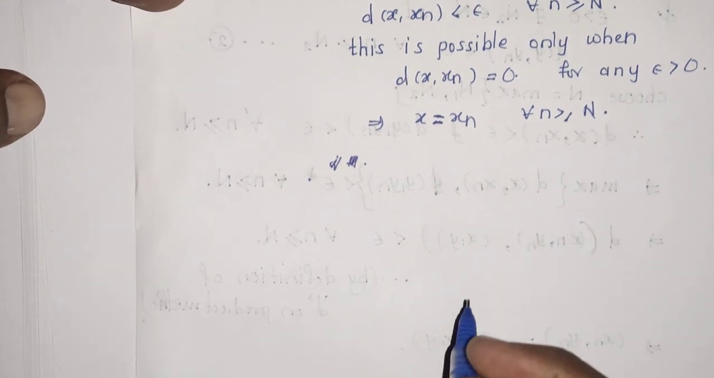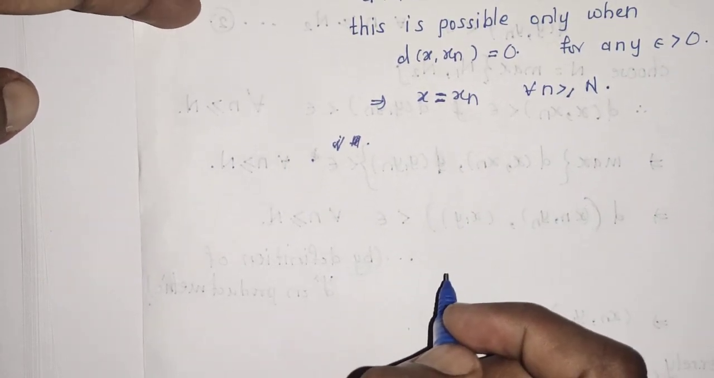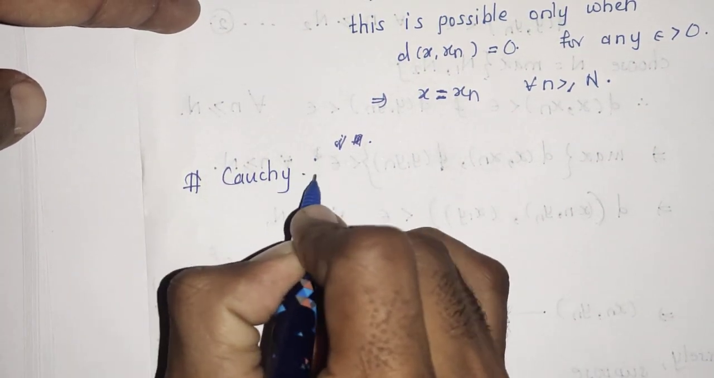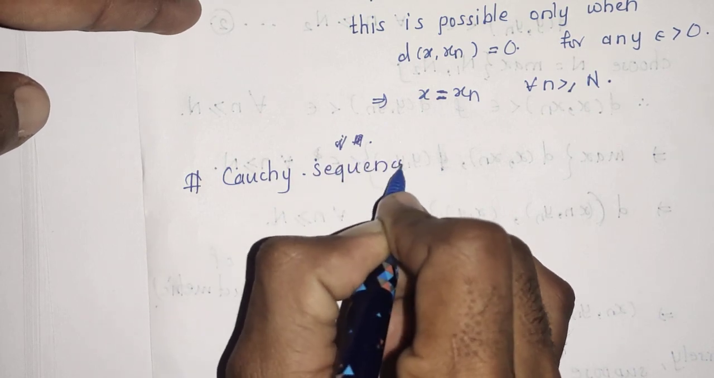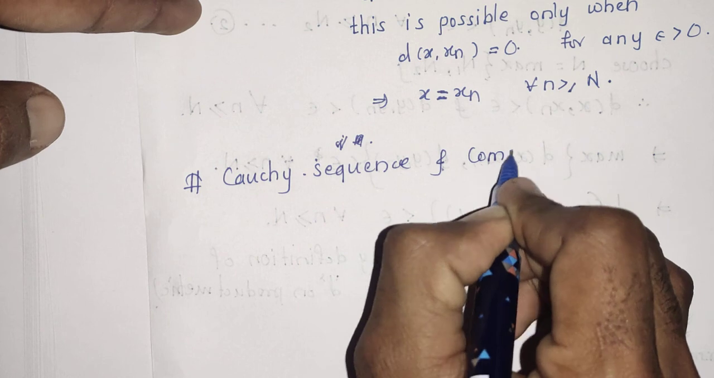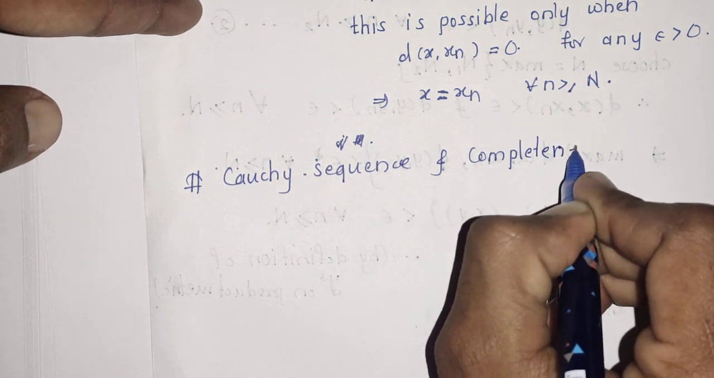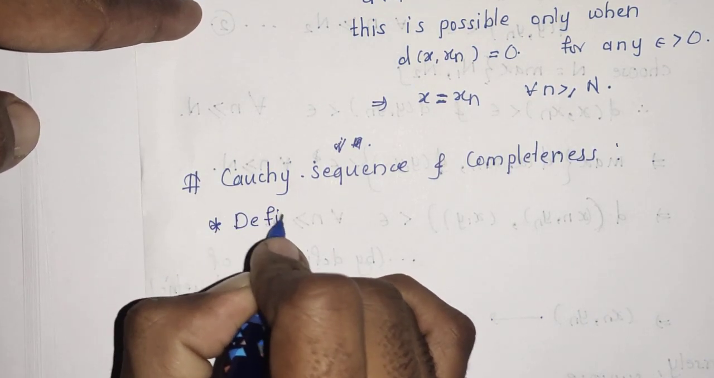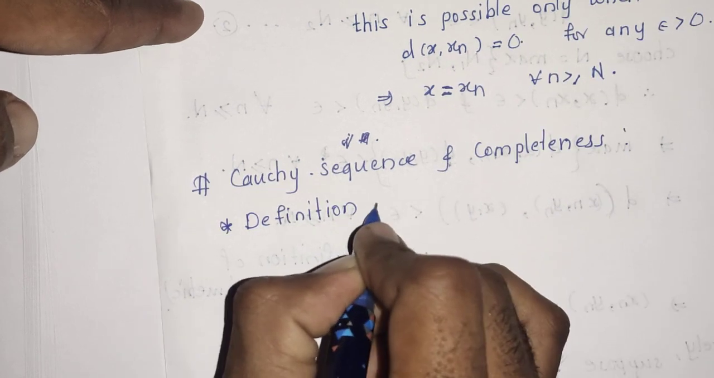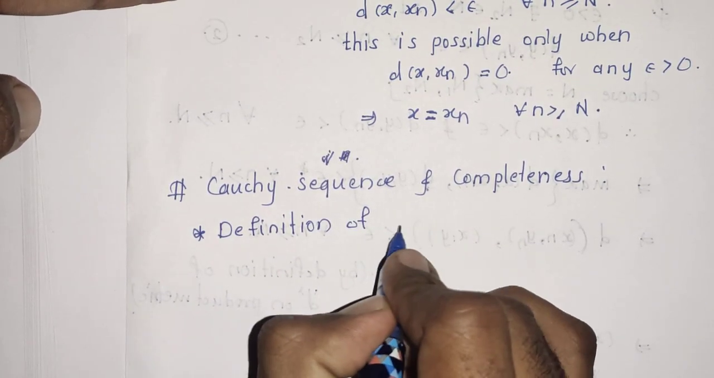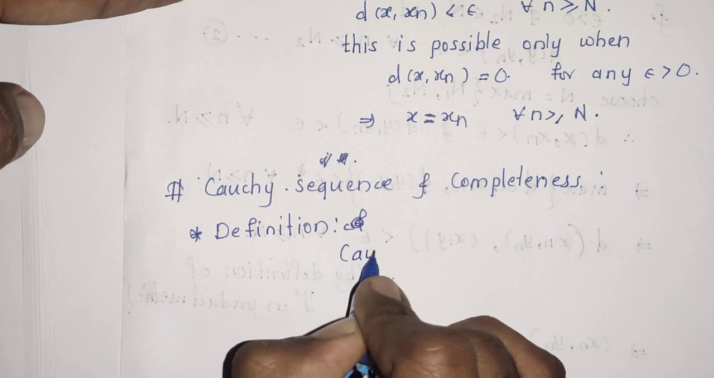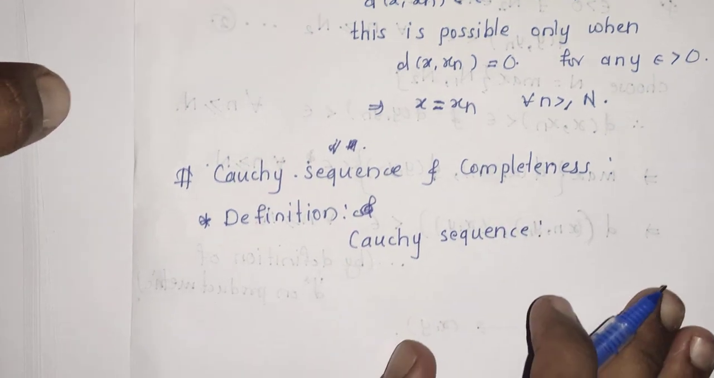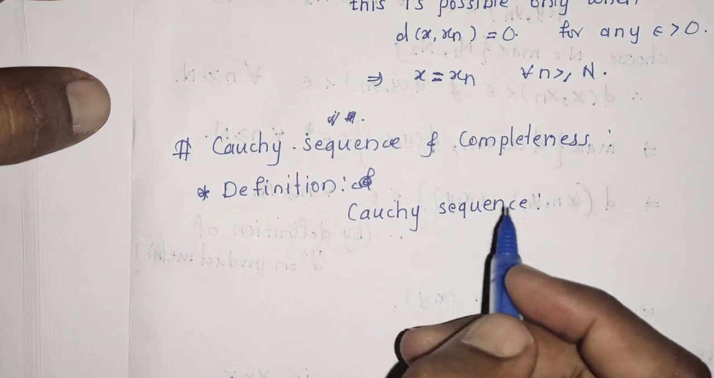Now the next topic is Cauchy sequence and completeness. First of all, we will see the definition of Cauchy sequence. So in this topic we will see the definition of Cauchy sequence, and in the next video we will see some theorems on that.